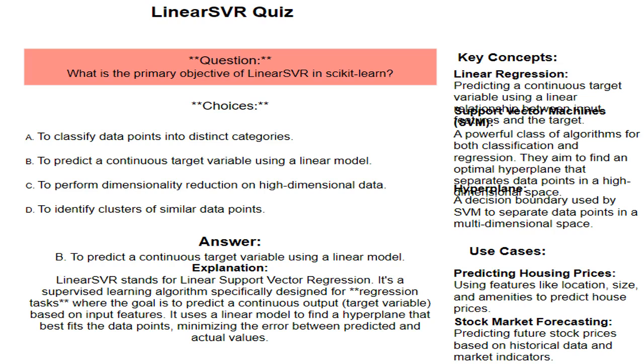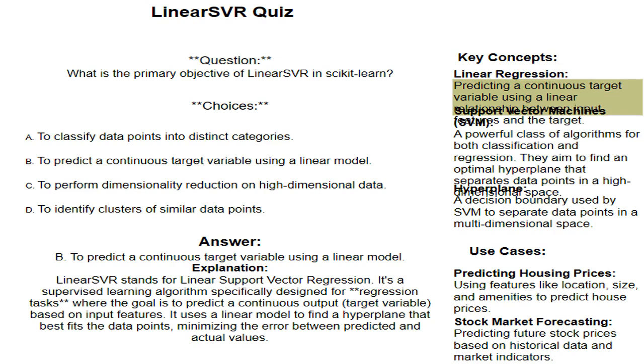C. To perform dimensionality reduction on high-dimensional data. False. Dimensionality reduction techniques aim to reduce the number of features in a dataset. While linear SVR can handle high-dimensional data, its primary function is not to reduce dimensionality. This task is handled by algorithms like principal component analysis (PCA). D. To identify clusters of similar data points. False. Clustering algorithms are used to group data points based on similarities. Linear SVR is focused on predicting a continuous output, not on grouping data points into clusters. This choice describes the objective of clustering algorithms, not linear SVR. B. To predict a continuous target variable using a linear model.